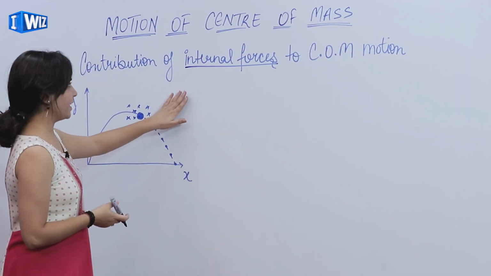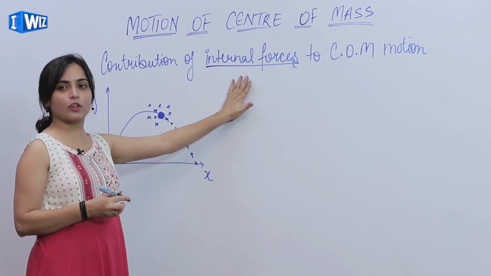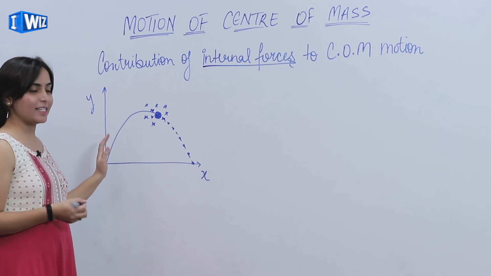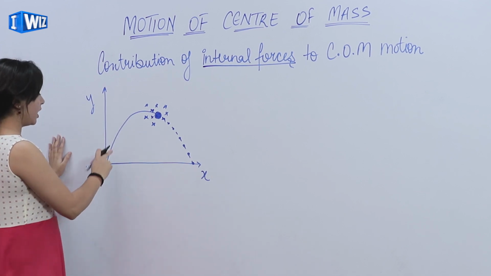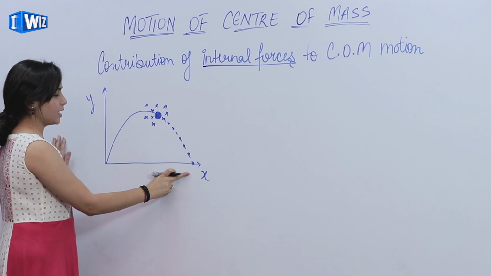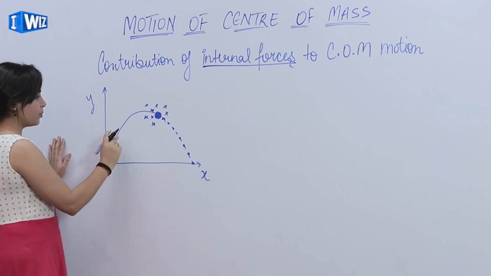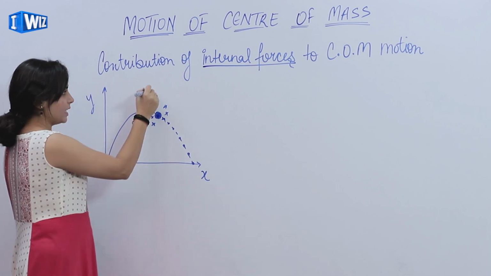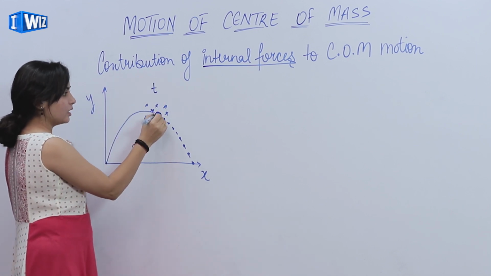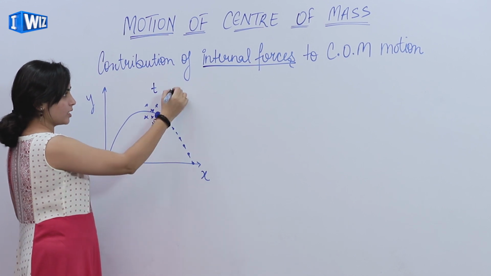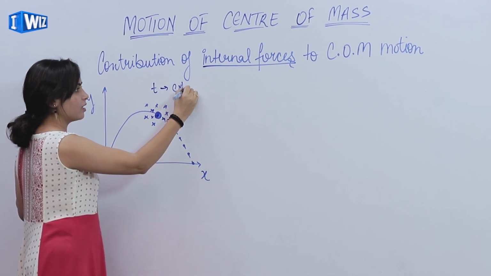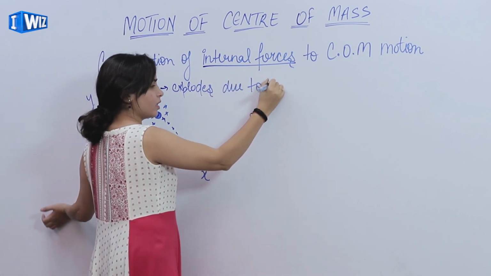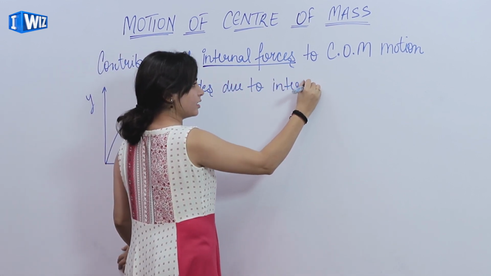Now we have said that the internal forces contribute 0 to center of mass motion. So we'll see through an example. हमने एक projectile ले लिया. This is x-axis, this is y-axis. So this projectile is moving, and at any instant, say time t, this projectile explodes. At time t it explodes due to internal forces.